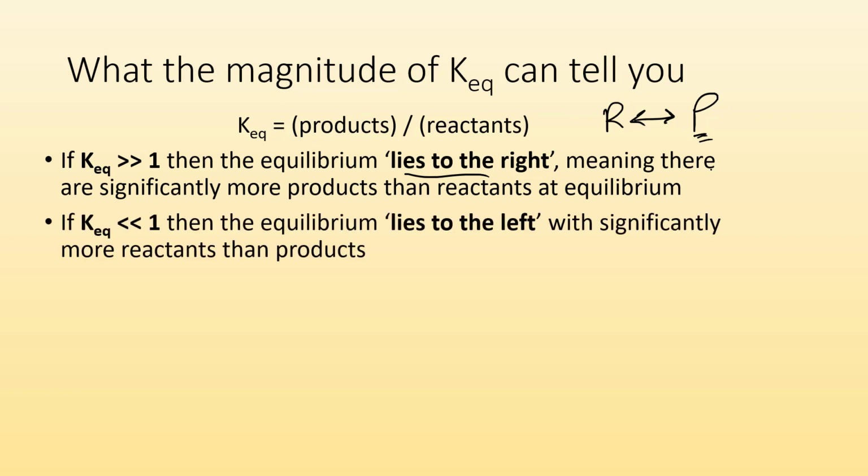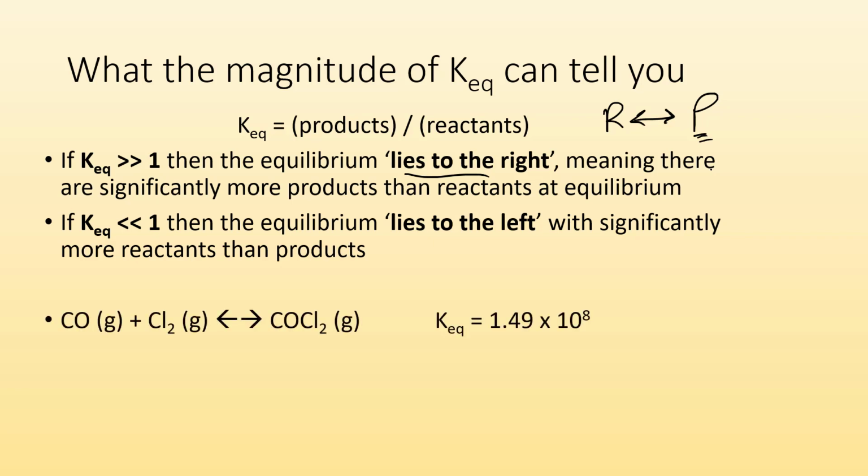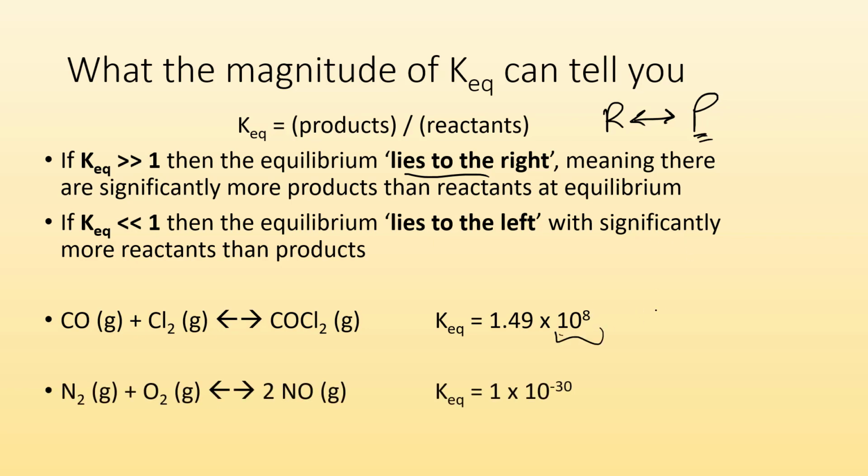All right, if it's significantly less than 1, then the equilibrium lies to the left. It means we have a lot more reactants than products at equilibrium. So here are 2 examples. 10 to the 8, that is a really big number. So we know that it is product heavy. It lies to the right. Where this one, 10 to the minus 30, that's a really tiny number. That tells me I have barely any products compared to my reactants. So it lies to the left.